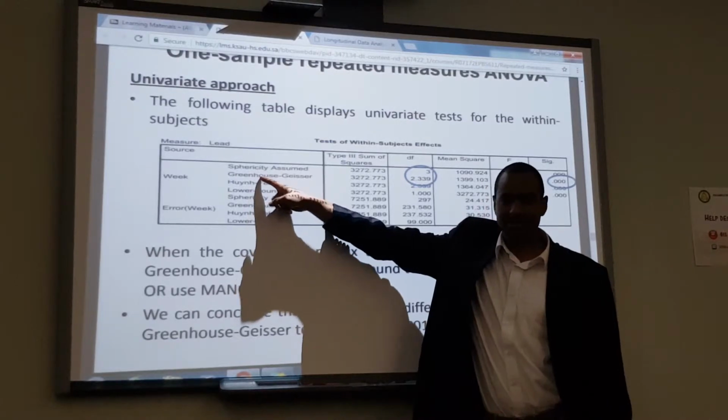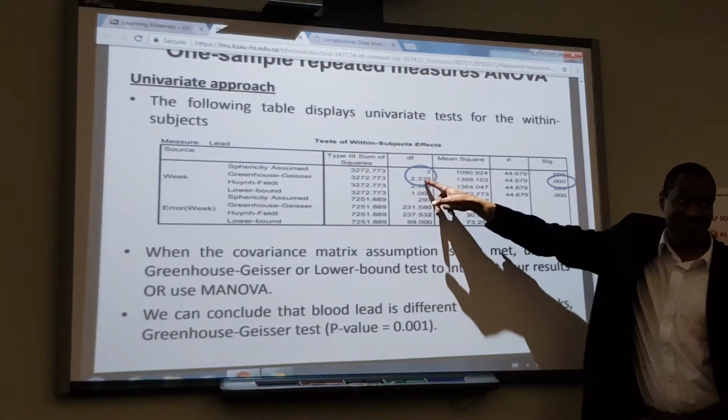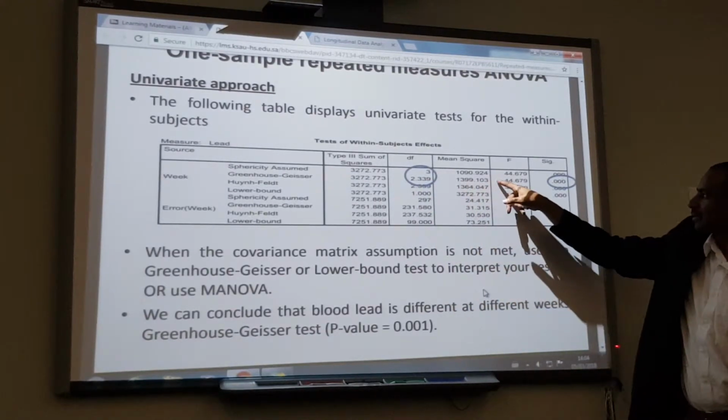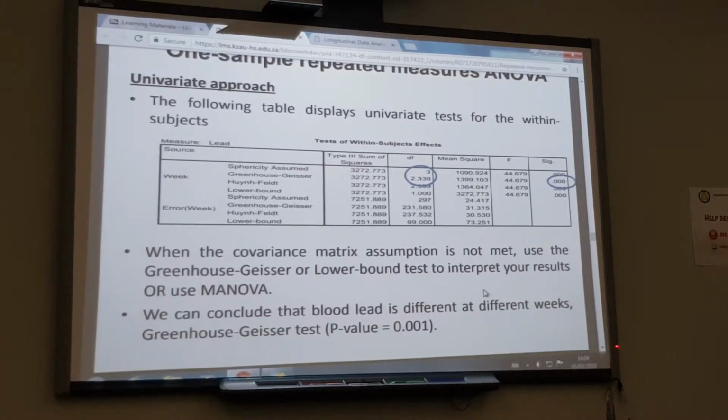What do you see for this Greenhouse-Geisser? This is the degrees of freedom that are adjusted. This is the F. This is what? The p-value of Greenhouse-Geisser. Yes.